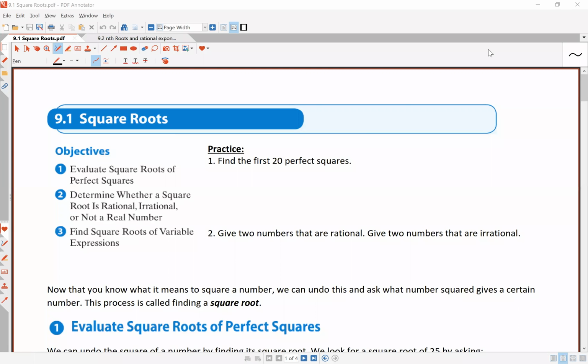This video covers section 9.1, Square Roots, Practice Problems. Find the first 20 perfect squares.